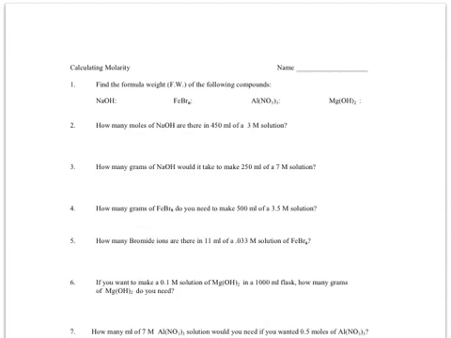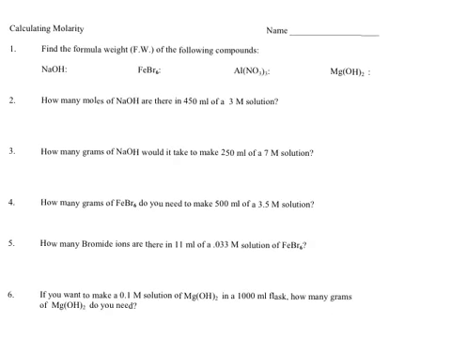Okay, so in order to do this one here, we've got to first find the formula weight of these compounds. So what I need to do is look at the periodic table and see what is the mass of 1 mole of sodium, 1 mole of oxygen, and 1 mole of hydrogen. Add those together and I'll get a formula mass of 40 grams for NaOH.